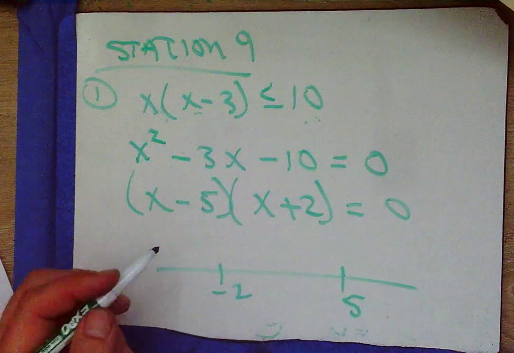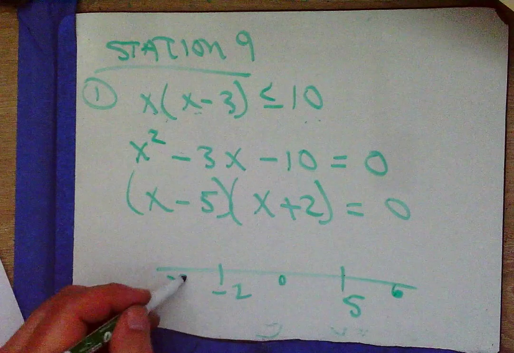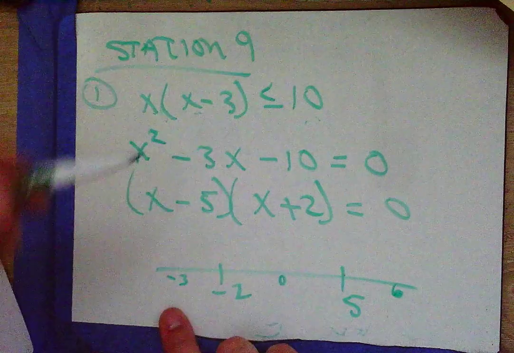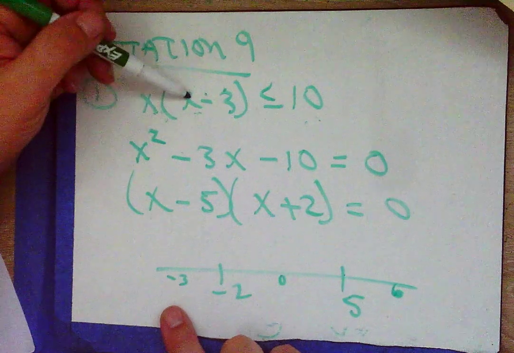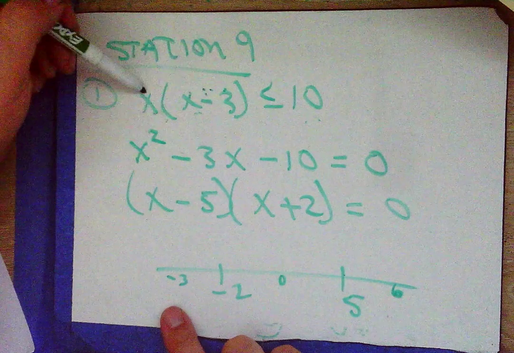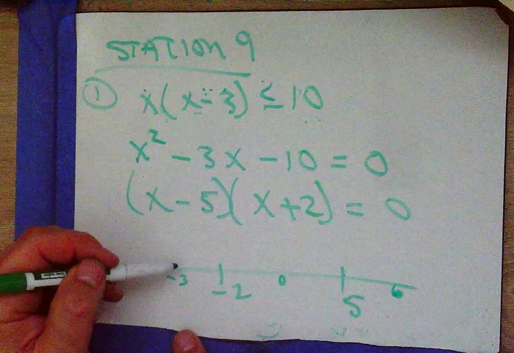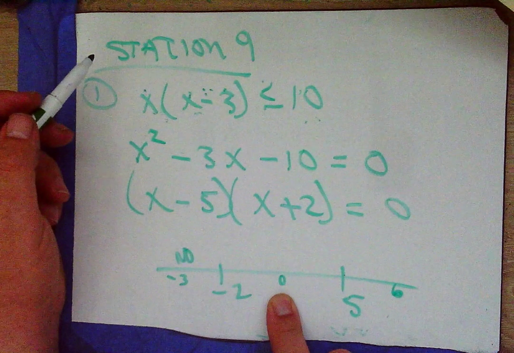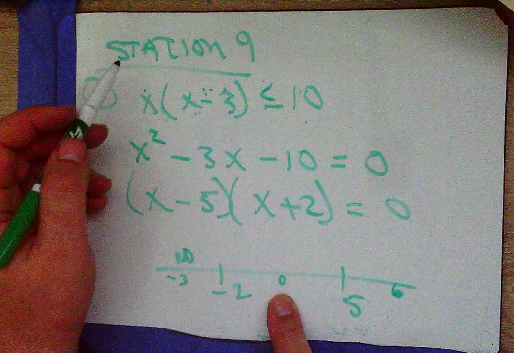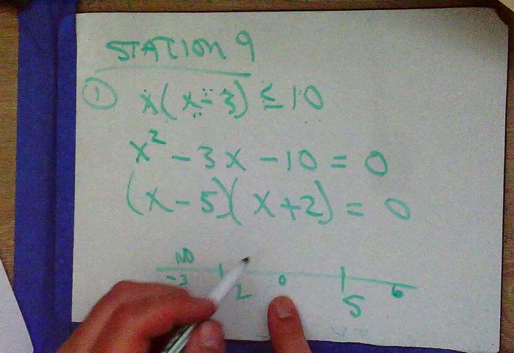Okay, so we've got these two critical numbers. I'm going to test 0, 6, and -3. When I plug in a -3 in the original equation, -3 minus 3 is -6. -6 times -3 is +18. Is +18 less than or equal to 10? No, it is not. What if I plug in a 0? If I plug in a 0, 0 times -3 is 0. Is that less than or equal to 10?